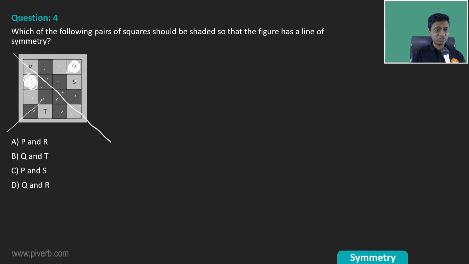It might even have this diagonal as another line of symmetry. Let's try that out. Yep, this part and this part work, these two work, this part is symmetric, unshaded, unshaded, fine, these squares are fine, shaded, shaded, that is fine, these two squares fine, this is fine. So if we shade Q and R, it will have two lines of symmetry. About both diagonals, this will be symmetric.